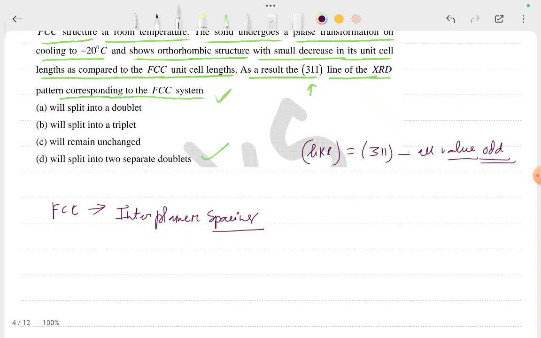If HKL values are mixing, I mean some odd and some even, then we multiply the d value by half. But here the HKL values are all odd, so this follows the rules. So if you follow the rules, the interplanar spacing d is just the usual cubic lattice formula. Okay, that's fine.